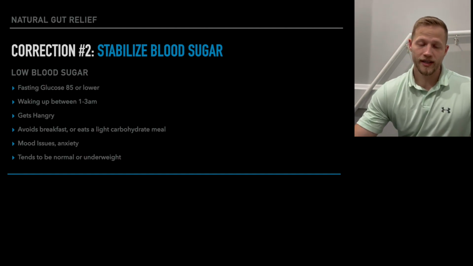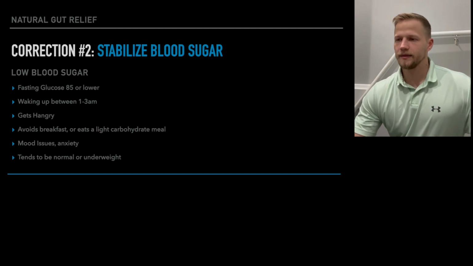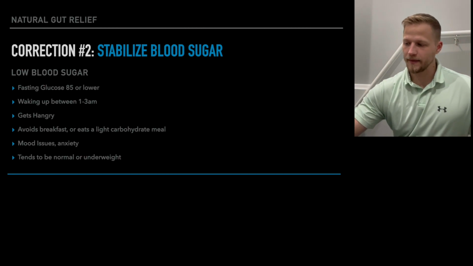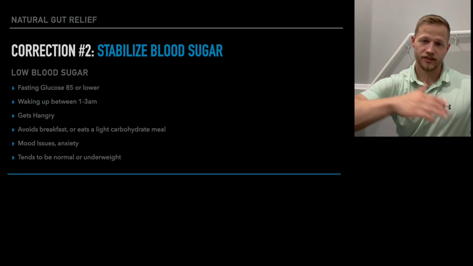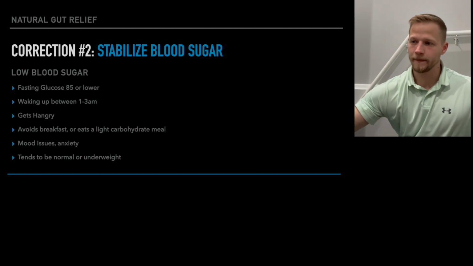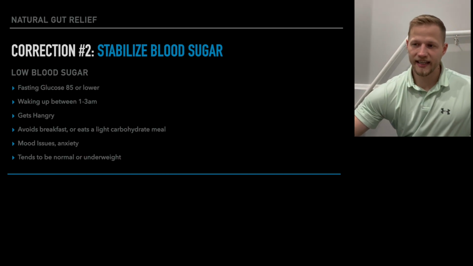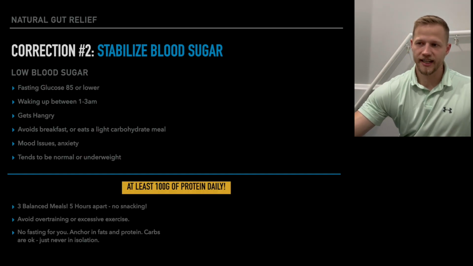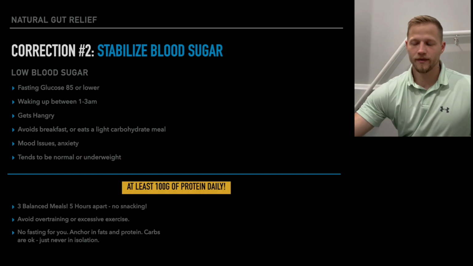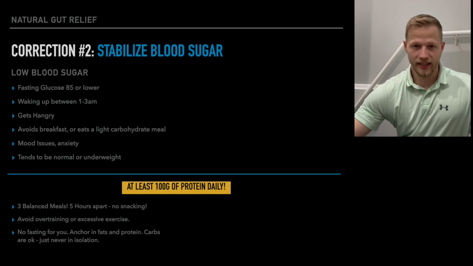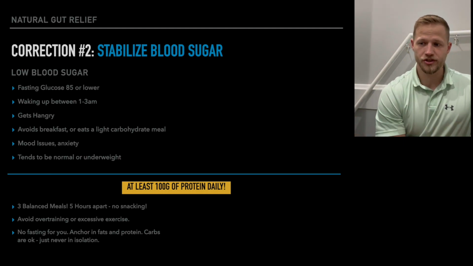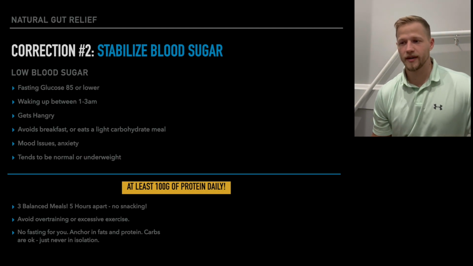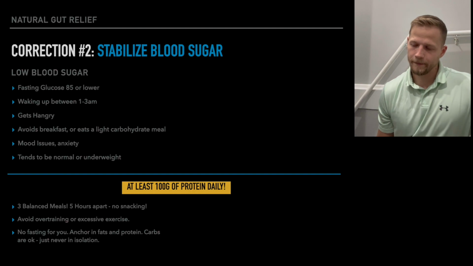Waking up between 1 and 3, inability to fall asleep, getting hangry, avoiding breakfast or eating a light meal for breakfast because you're too nauseous. Basically, you have all these stress hormones and you don't feel like eating. These people tend to have anxiety, and they tend to be either normal weight or underweight. You can see it in athletes. With athletes, you want to make sure that they're not overtraining or doing any excessive exercise. So on the low blood sugar side, you want to avoid excessive exercise. On the high blood sugar side, we'll talk about it a little bit, you actually want to push exercise.